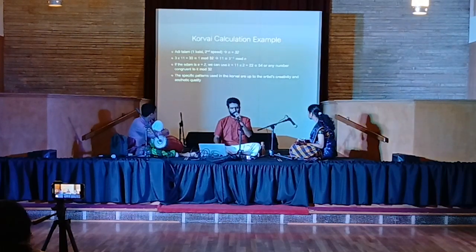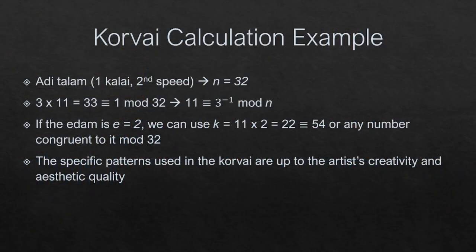So for example, if we have adi in one place, so each hit is hit once, in second, in third speed, then n is 32. So 1, 2, 3, 4, 5, 6, 7, 8. Each thing is 4, there are 8 beats, so 4 times 8 is 32. 3 times 11 is 33, which is 1. So we just found the inverse of 3. What do I have to multiply 3 by to get 1? It's 11. So if the offset is 2, then we can use the formula.